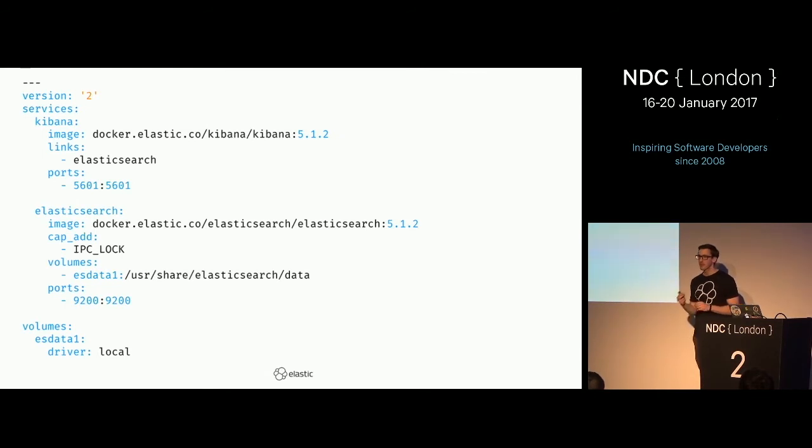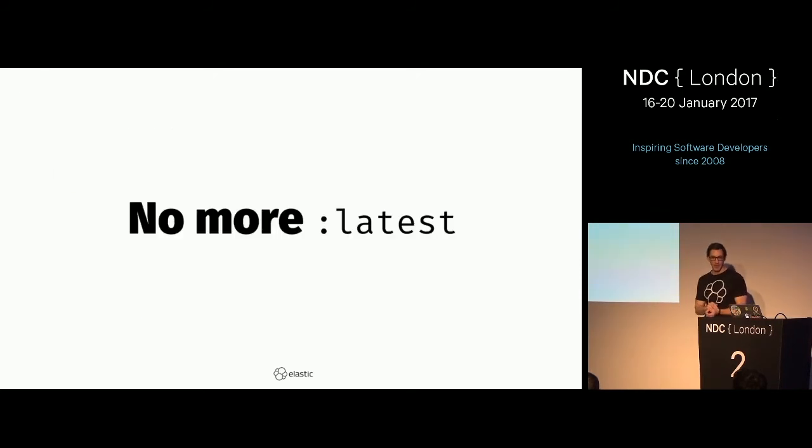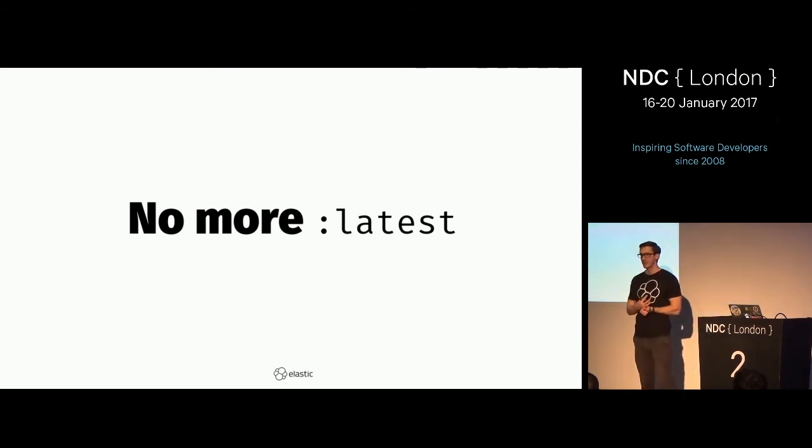And the minimal example to run Elasticsearch plus Kibana to visualize it would be that. That's the latest version. You just run Kibana and Elasticsearch and link the two together. You mount your volume with the data, and that's all you need to actually run the minimal Elasticsearch Kibana example. One thing we had in the very beginning, but we have removed, is latest.